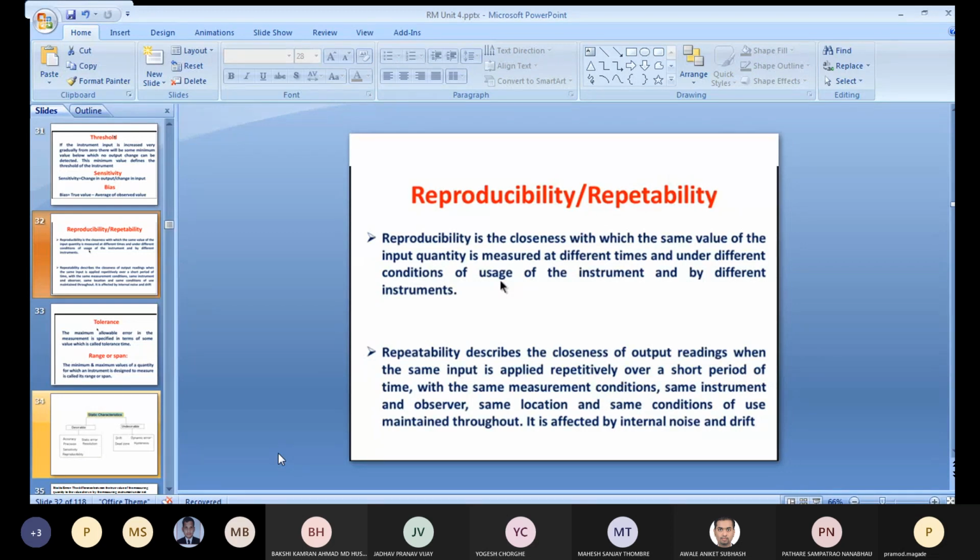So just write down reproducibility and repeatability in your points, properly and in short.